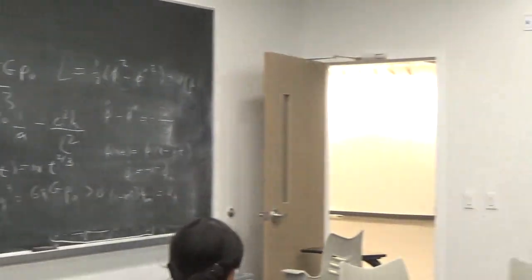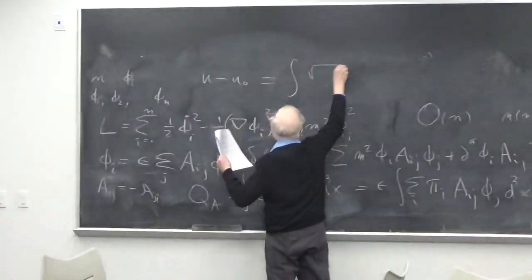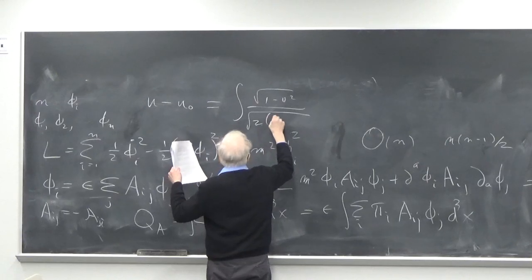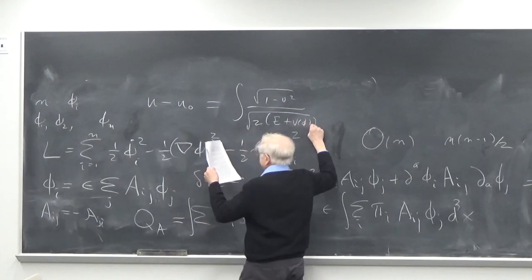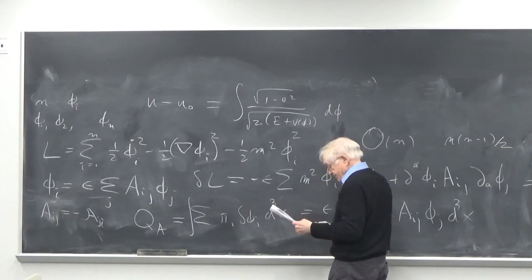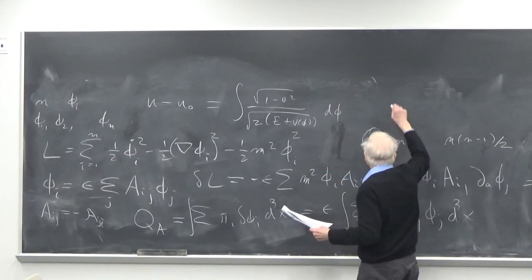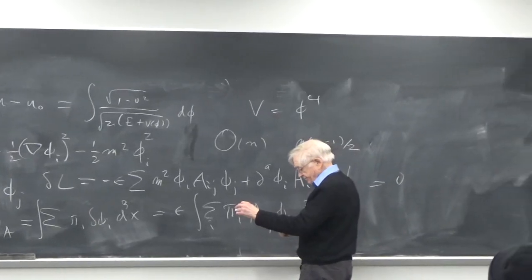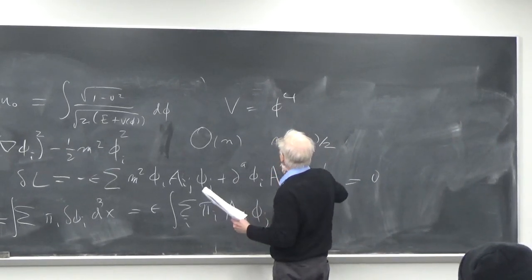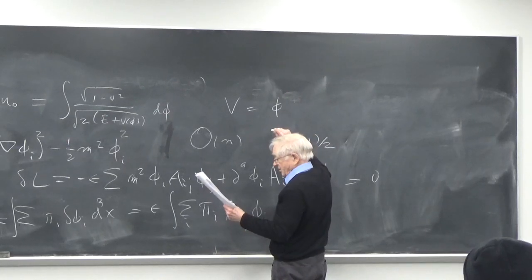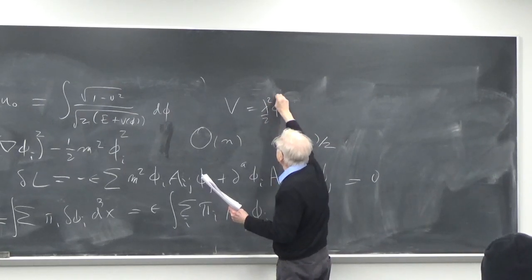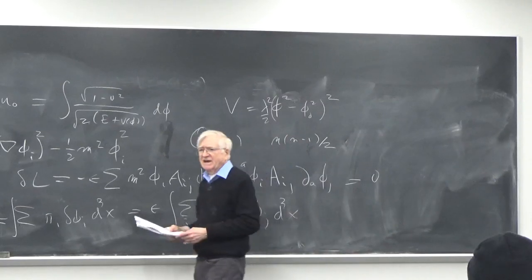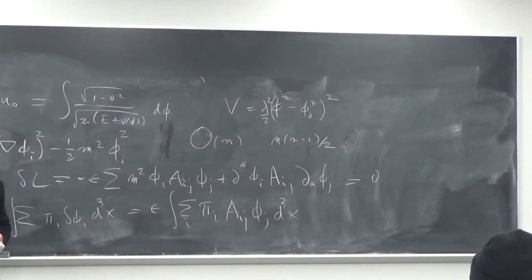and then you can integrate that, and you find u minus u0 is equal to an integral of the square root of 1 minus v squared, that's just a constant, over the square root of 2 E plus V of phi, d phi. And in particular, if V is phi to the 4th, in the sense of, let me say what I mean by phi to the 4th, I mean lambda squared over 2 times phi squared minus phi 0 squared, squared. This is kind of like a Higgs potential in one dimension.